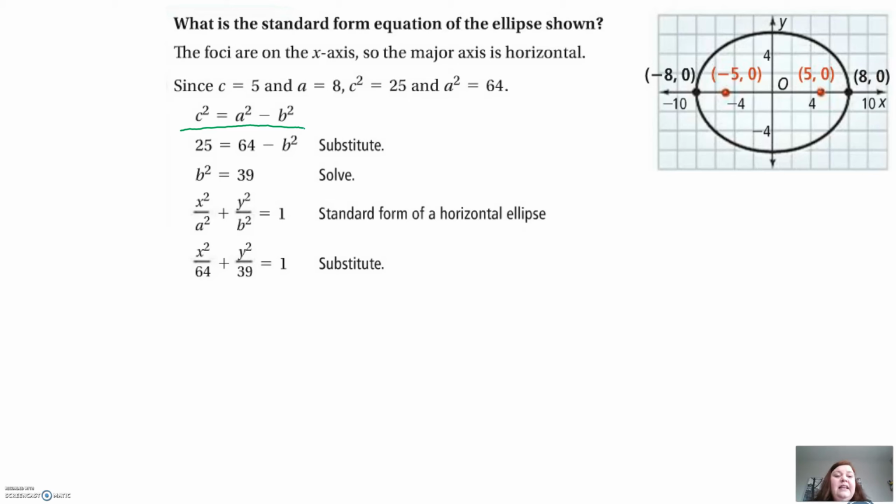Now technically you do not have to figure out what b equals, because the equation is x squared over a squared plus y squared over b squared equals 1. So we just found out that a squared is 64, that plus or minus 8 squared is 64. We can go ahead and just substitute in that 39 for the y squared. And so we end up with x squared over 64 plus y squared over 39 equals 1.